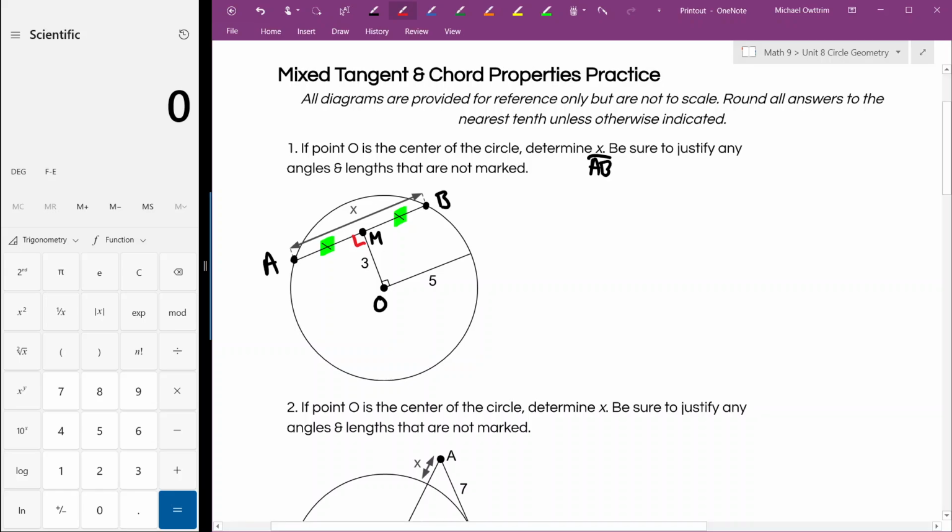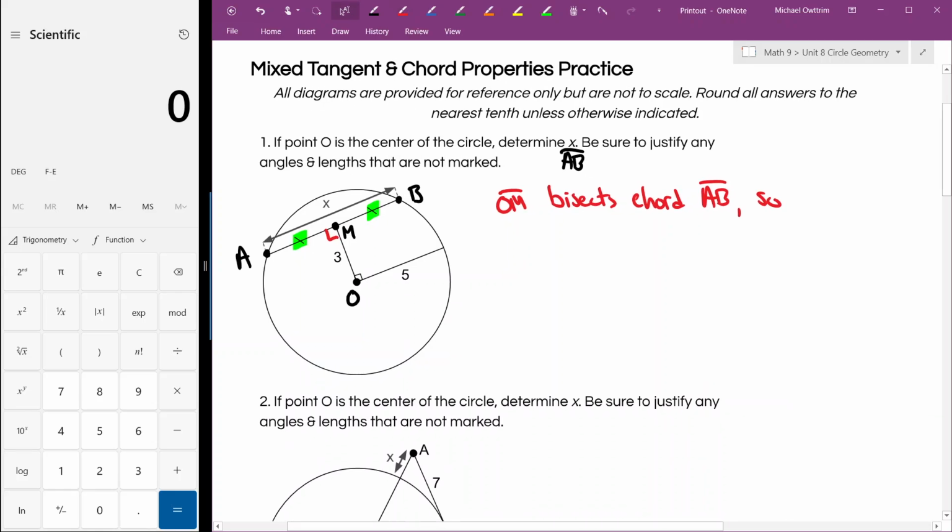So what line is doing the bisecting? That's line OM. And what chord is being bisected? That's chord AB. And by our chord property, we can conclude that those are perpendicular. So we're going to say OM is perpendicular to AB. If you wanted to, you could say the angle AMO is 90 degrees, etc. That's fine. So that's given us a right angle there.